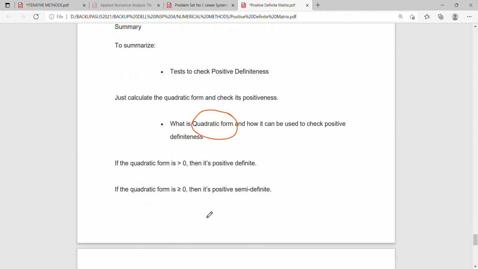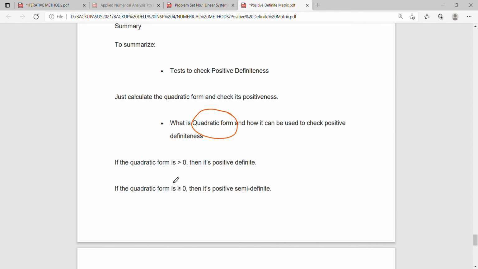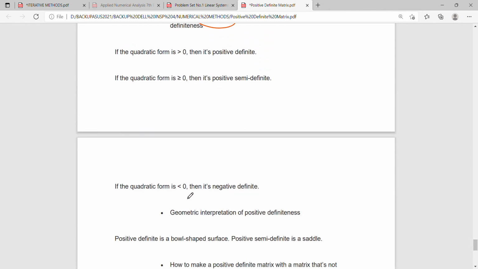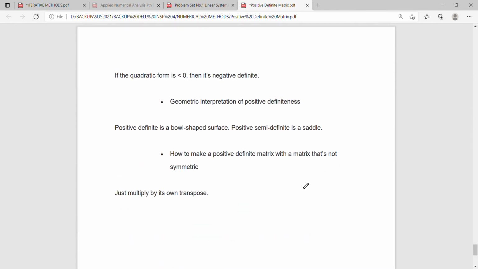And of course, this is the conclusion. If the quadratic form is greater than 0, then it is positive definite. If it is greater than or equal to 0, it is positive semi-definite. And if it is less than 0, then it's a negative definite matrix. Okay, positive bowl shape, positive definite. Saddle shape, it's positive semi-definite. And the dome shape is actually a negative definite.